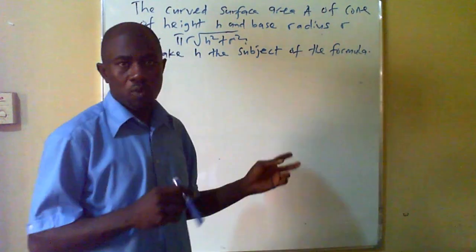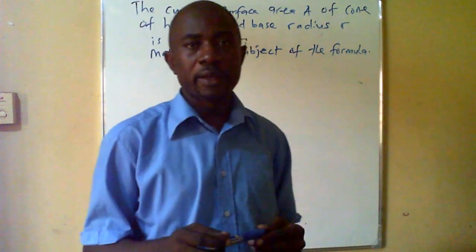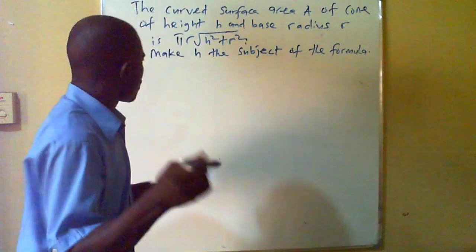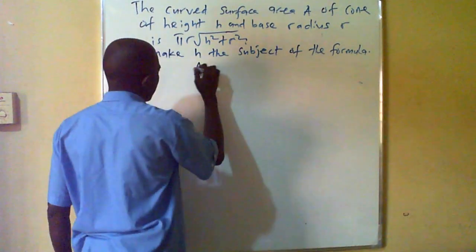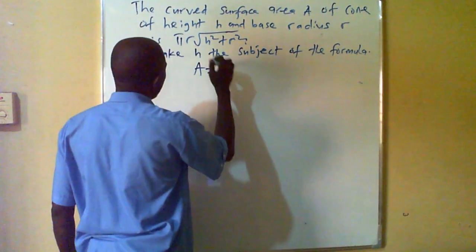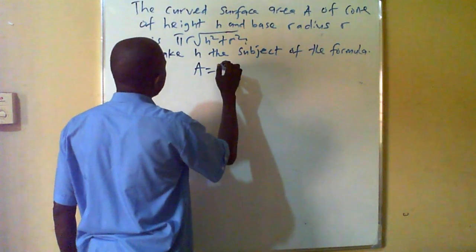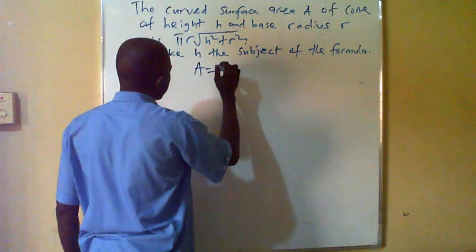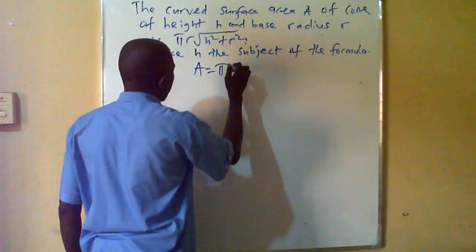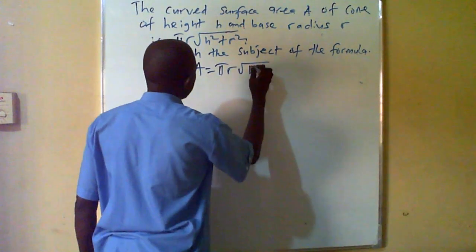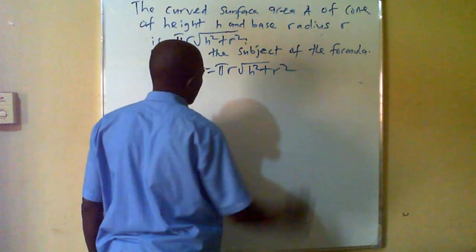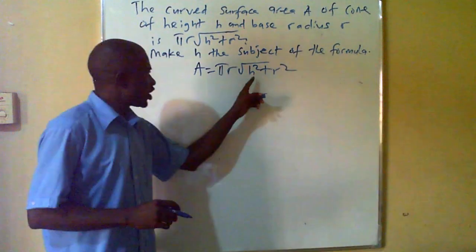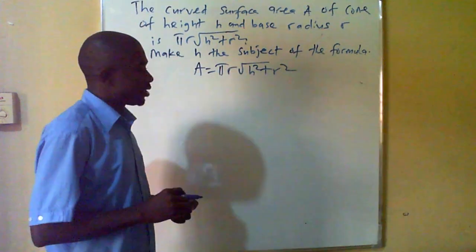Now from the question above, we want to make h the subject. So we write out the formula: the curved surface area of the cone is equal to A = πr√(h² + r²). So that is the formula, and it is this h we want to make the subject.